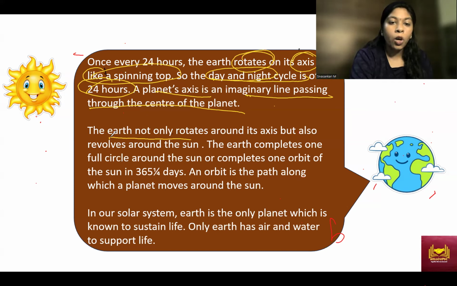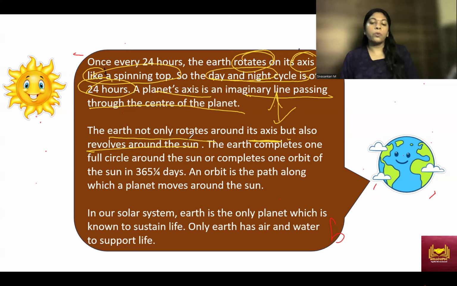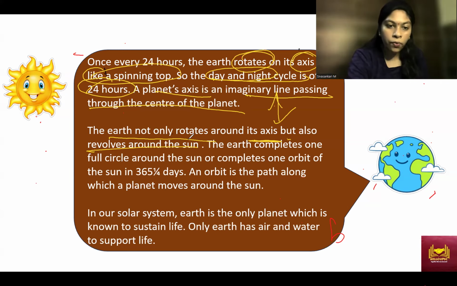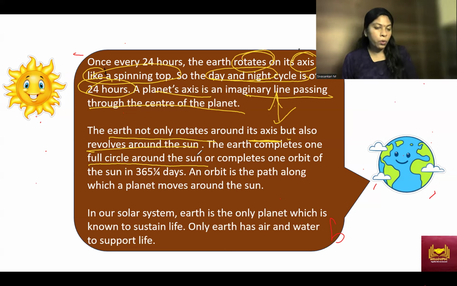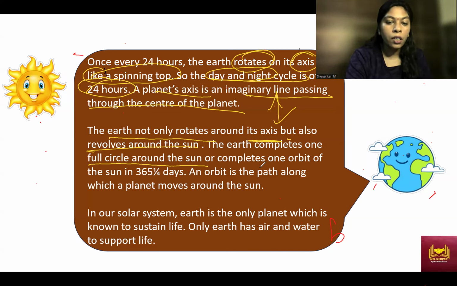Then the Earth not only rotates around its axis, the imaginary line we have seen, but also revolves around the sun, goes around the sun. The Earth completes one full circle around the sun. How much time does it take to go around the sun? I can say it takes this time for completing one orbit. We call this one orbit, one revolution.